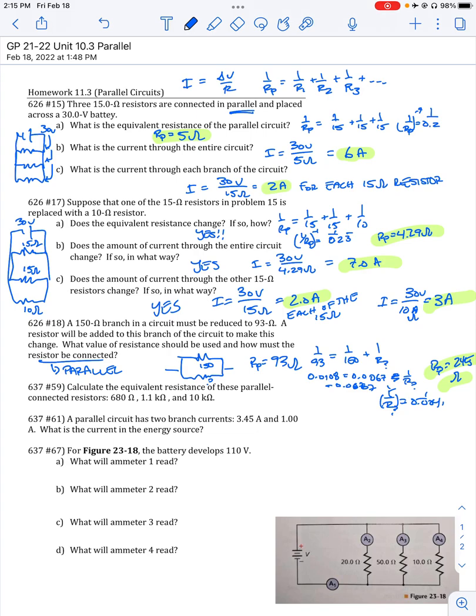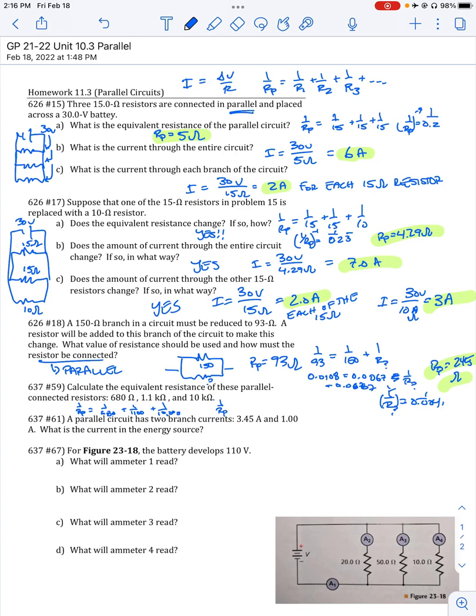All right, equivalent resistance of these three resistors. All right, so 1 over RP, 1 over 680, plus 1 over 1,100, plus 1 over 10,000. So 1 divided by 680, plus 1 divided by 1,100, plus 1 divided by 10,000. Nope, that's 100. Okay.